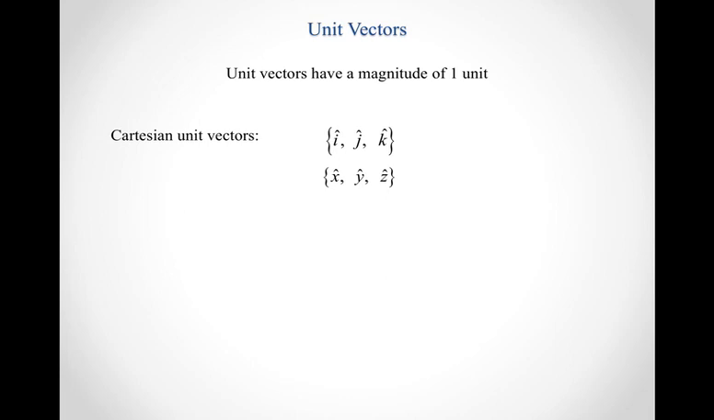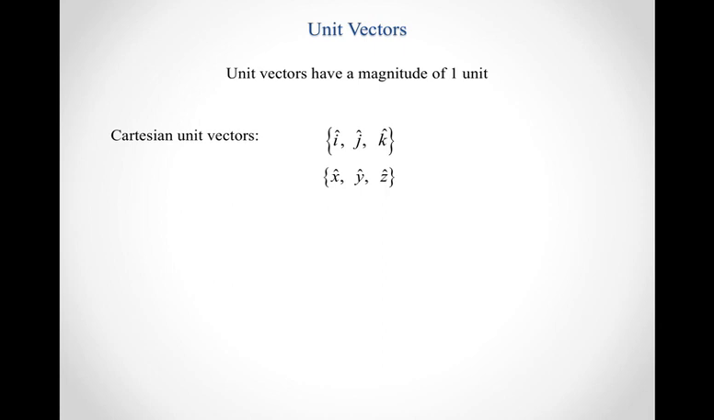Cartesian unit vectors, whether you use i hat, j hat, or k hat, that's one way you can refer to this set, or x hat, y hat, and z hat, that's the other way. Cartesian unit vectors help define the 3 dimensions that we think of as the x dimension, y dimension, z dimension.